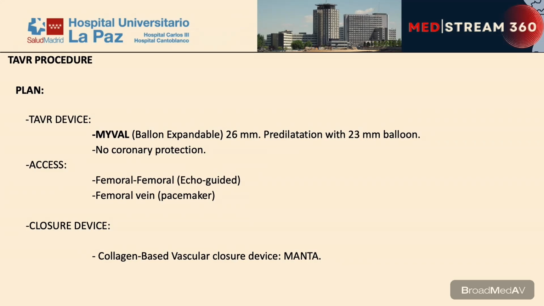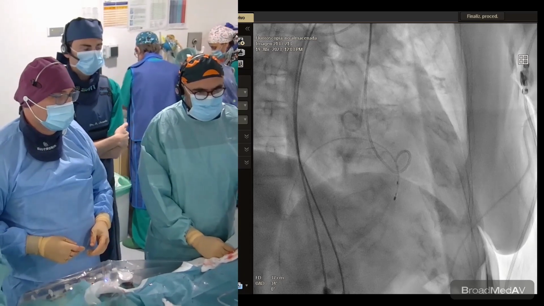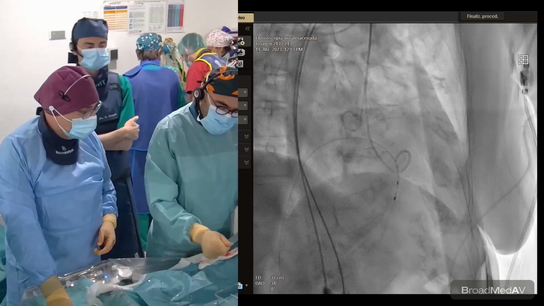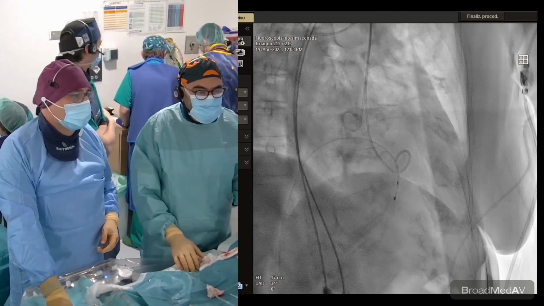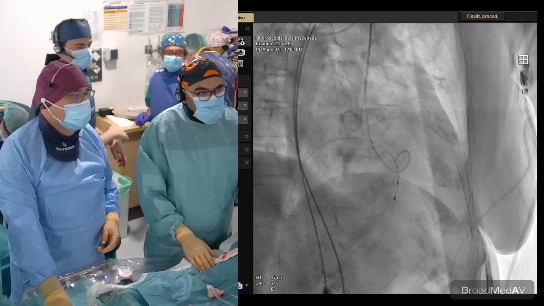Okay, and I give the word to Dr. Moreno and the team, who is going to explain all the things they have done until now and the plan for the complete procedure. Dr. Moreno. Hello, everybody. Thank you, Mainstream, for having considered us to participate in this excellent project, and thank you very much to all of you that are now connected.